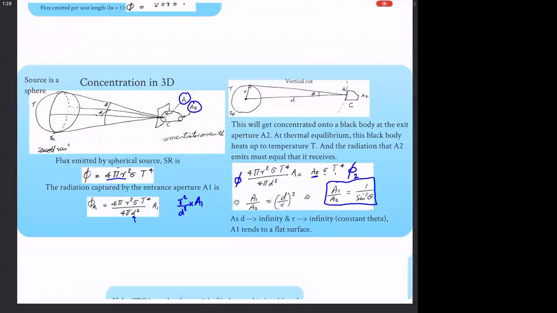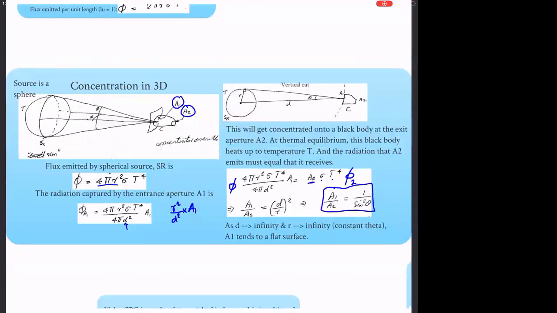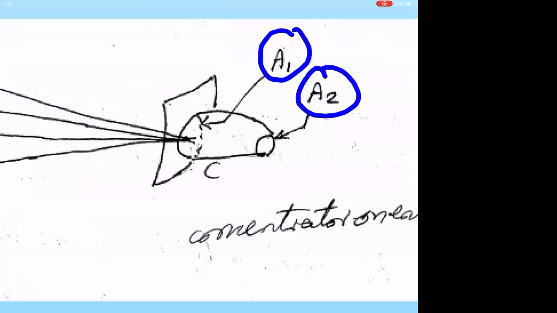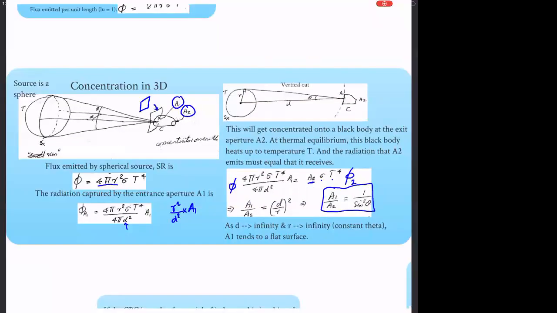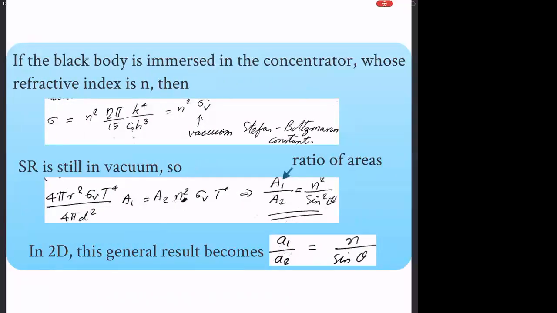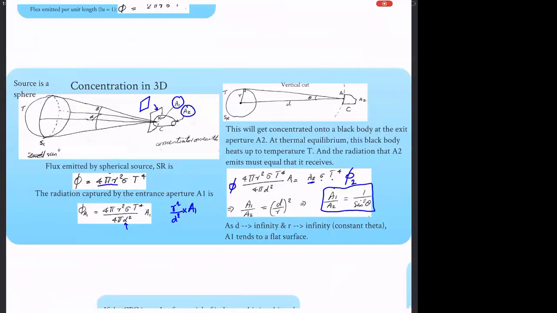Making the same geometric arguments as before, d goes to infinity, r becomes very large at a constant theta. A1 tends to be a flat surface. All that's saying is instead of having this curved surface here, this simply becomes a flat surface. Not terribly important, but it's just an approximation that allows us to essentially prove that this, by the way, is the concentration factor, A1 over A2.